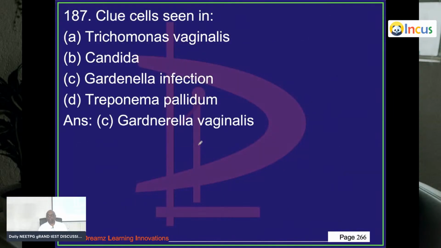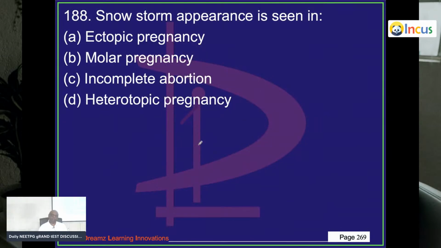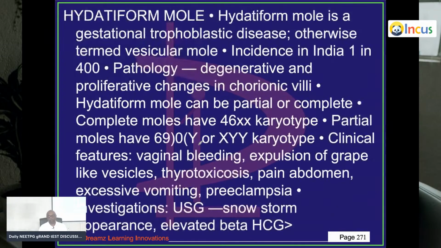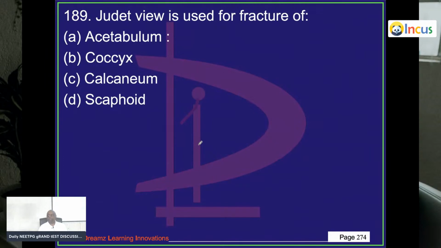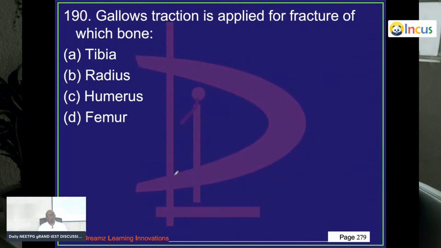So clue cells are seen in Gardnerella vaginalis. Snowstorm appearance, molar pregnancy. Jurette view is the fraction of custom. Custom, pockets. AC type level. Don't even try this in the exam. In exam hall they look like maybe minus one mark. Gallows traction is applied for female.